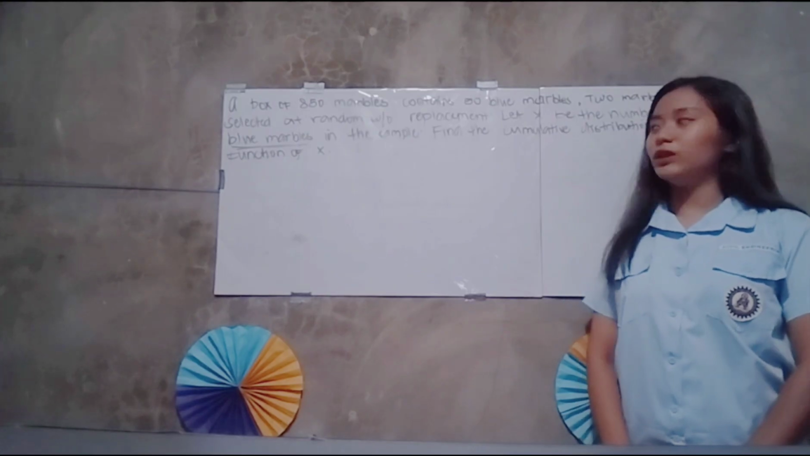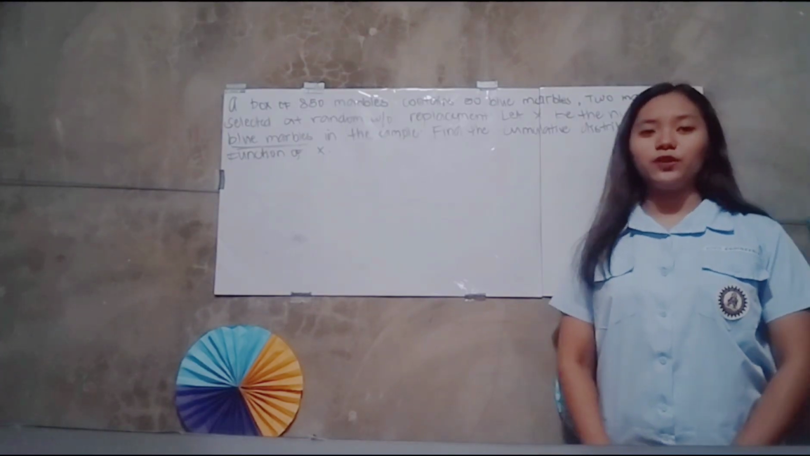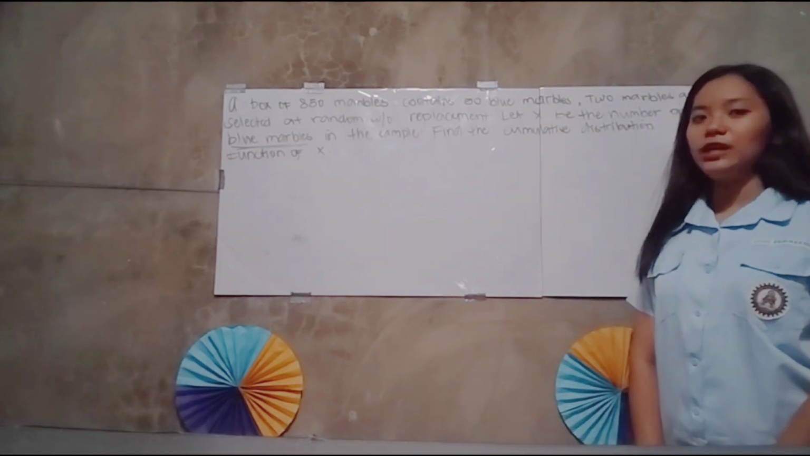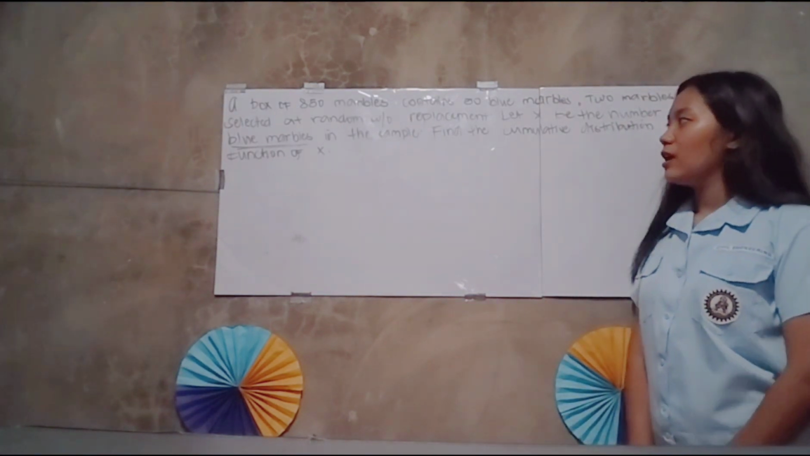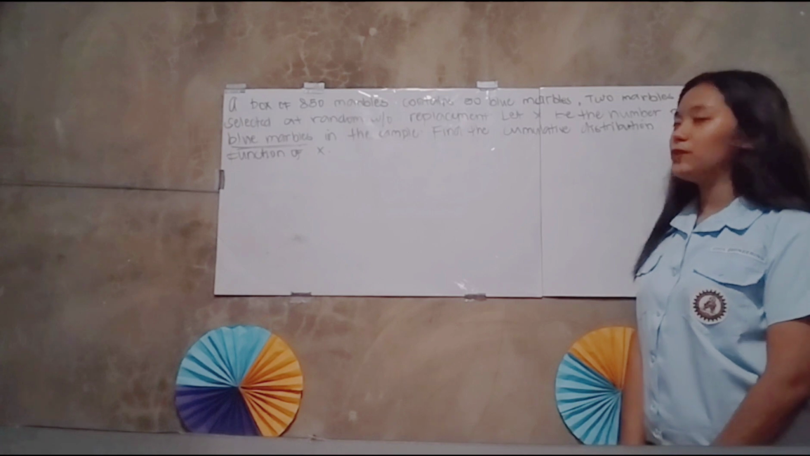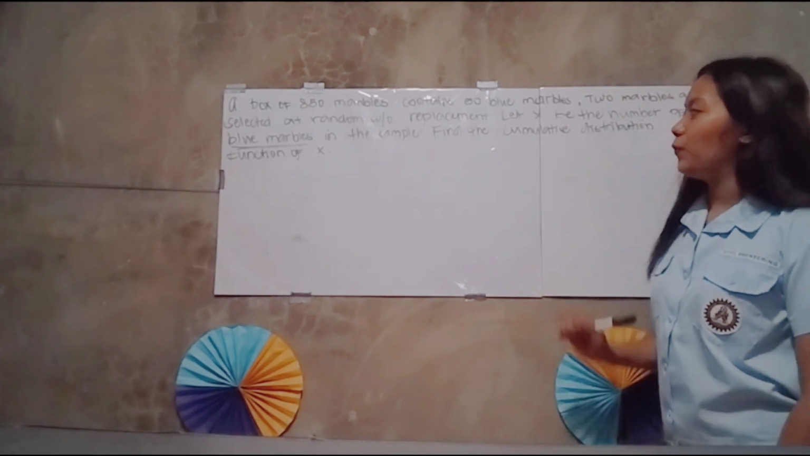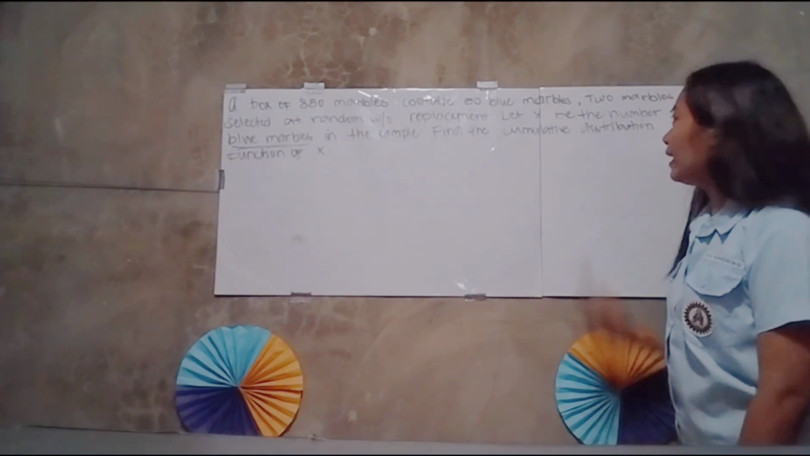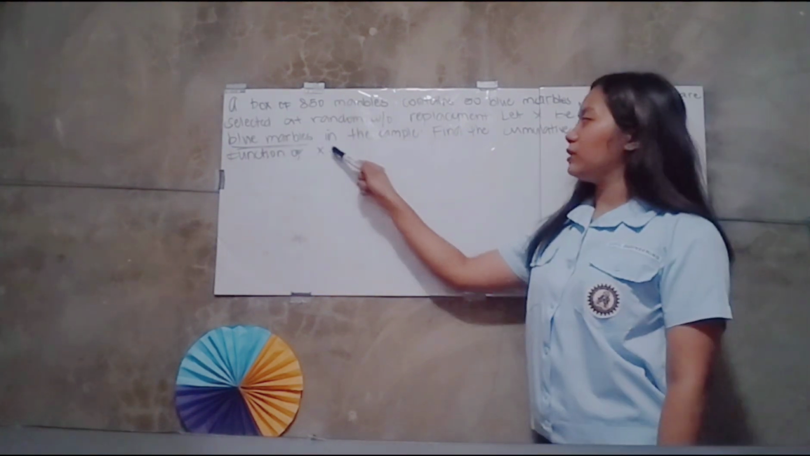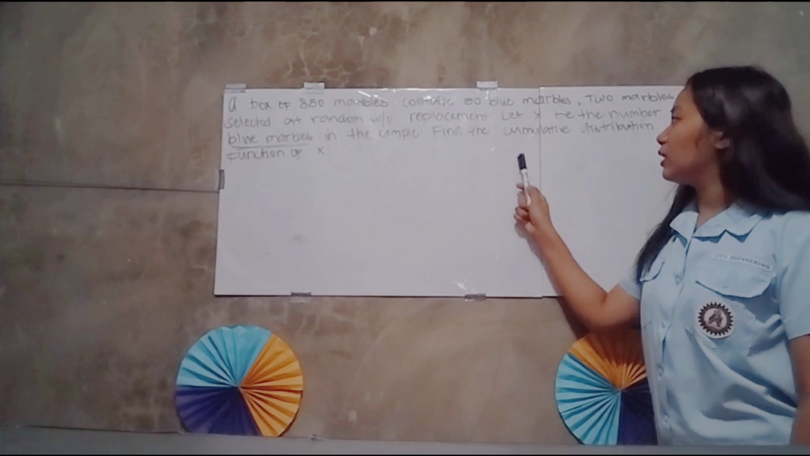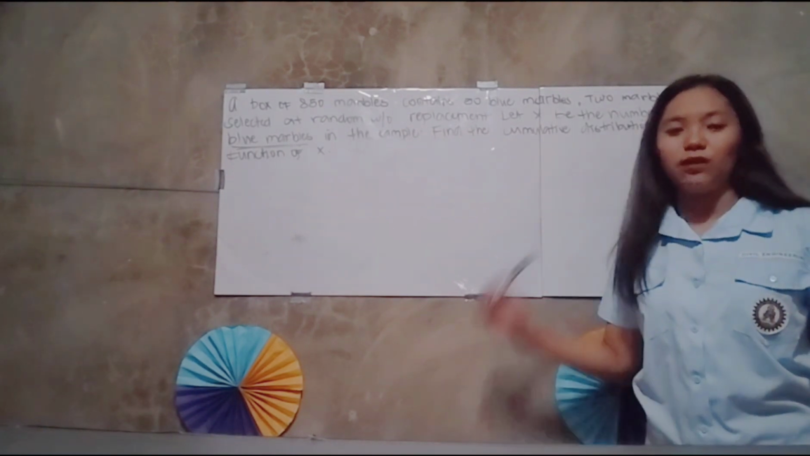Okay guys, we have here an example of a cumulative distribution function, and the problem here is: a box of 800 marbles contains 50 blue marbles. Two marbles are selected at random without replacement. Let X be the number of blue marbles in the sample. Find the cumulative distribution function of X.